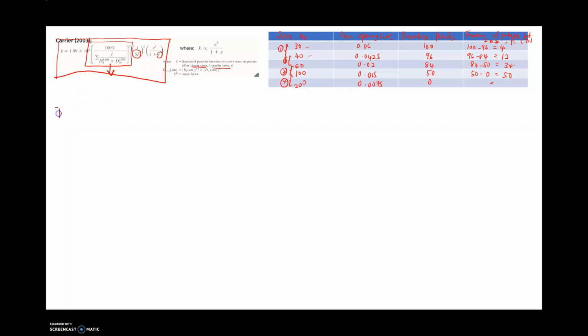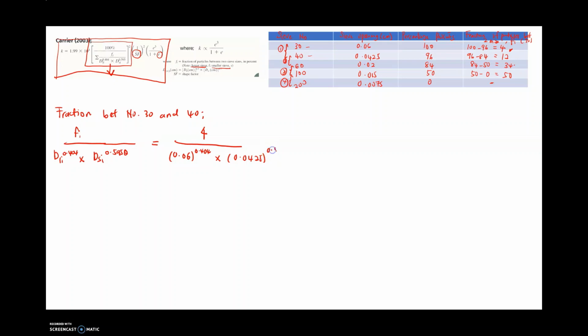Solving this part first, the fraction between numbers 30 and 40. Fi is 4, there is our Fi, the fraction. Divided by DLI, which is the larger, 0.06 to the power of 0.404, times 2, DSI 0.0425 to the power of 0.595.